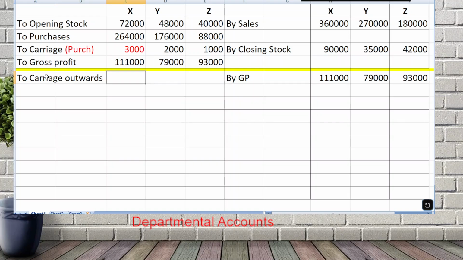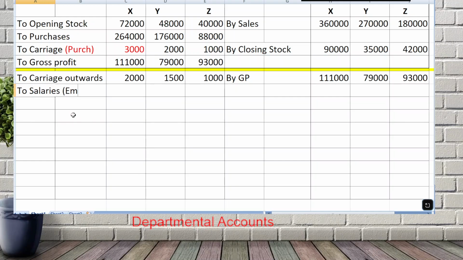That is 36 is to 27 is to 18 ratio. It will come in 4 is to 3 is to 2 ratio. So 1,000, 1,500, 1,000. Carriage outwards sales ratio. Then which expense next?